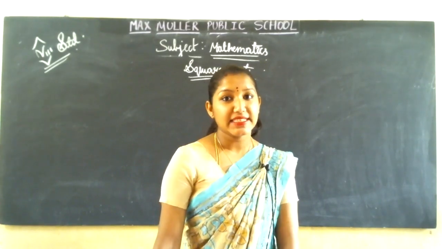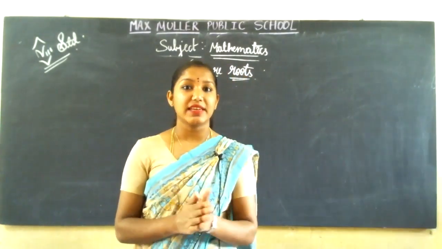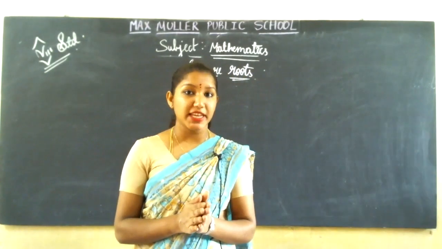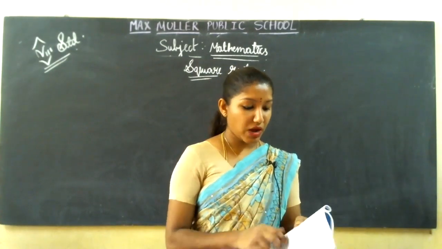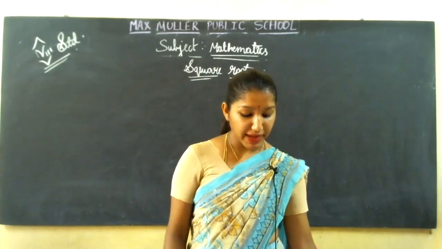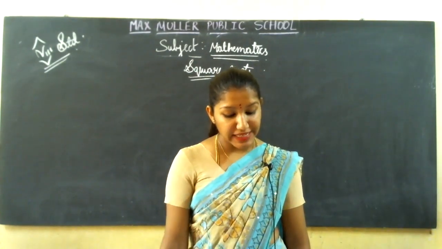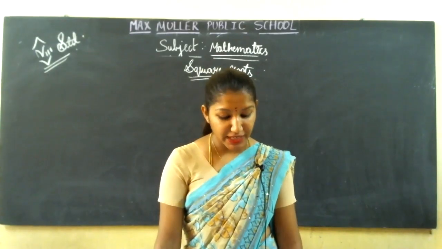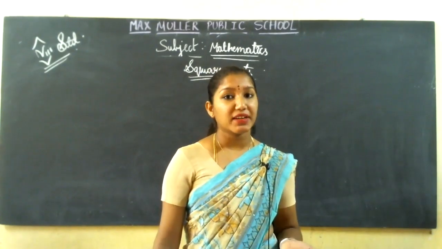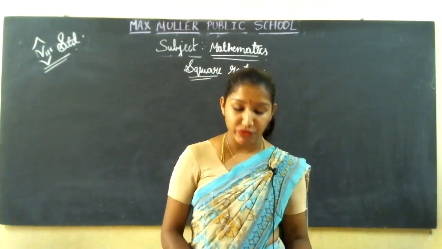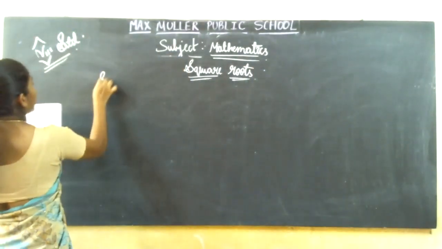In the last class, I was dealing with square roots, and in this class, I'll be continuing the same thing. Exercise 5.3, I was doing. You now know how to multiply the following numbers and find the smallest whole number by which it should be multiplied so as to get a perfect square. That thing I taught you in the last class. Okay, exercise 5.3.